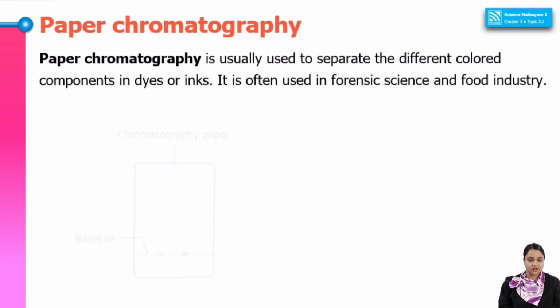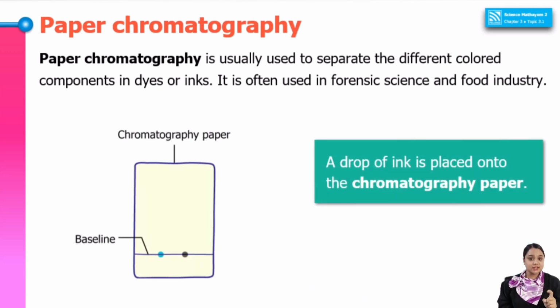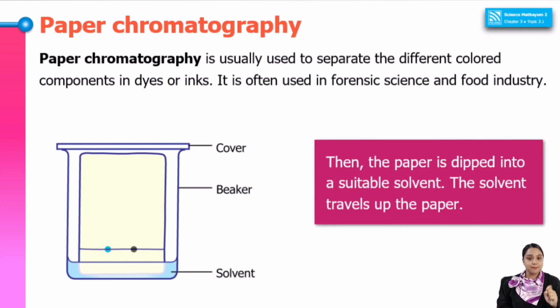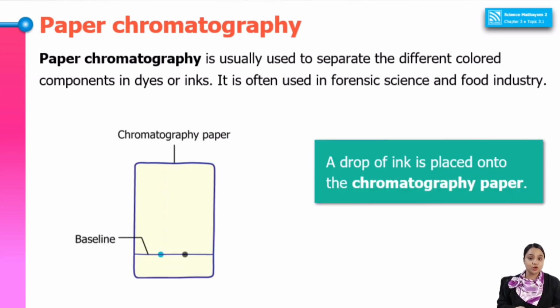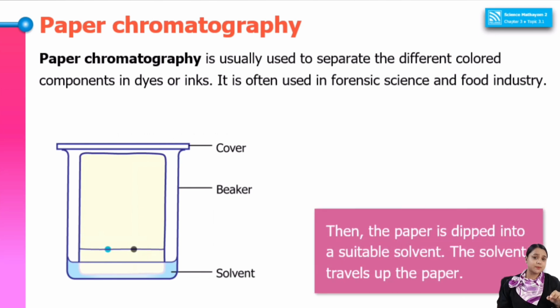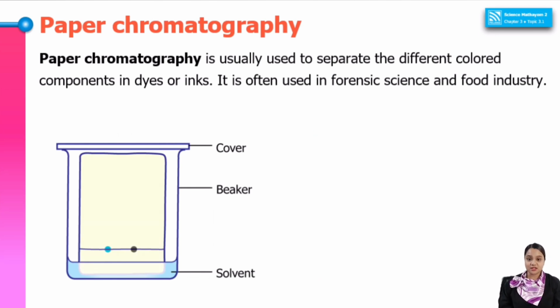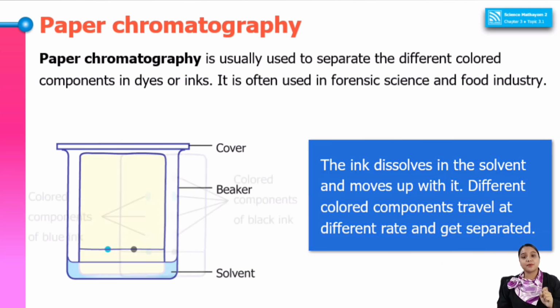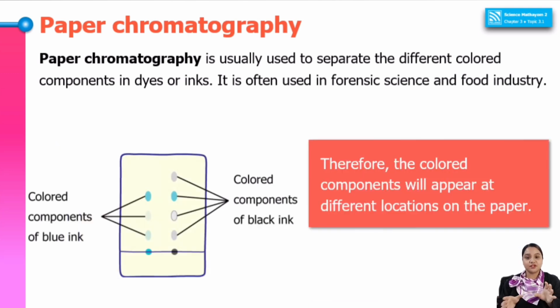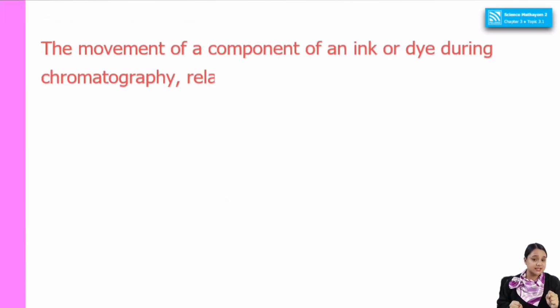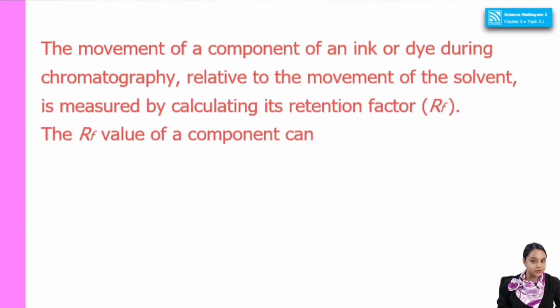The next method is paper chromatography. It is used to separate different colors in ink or dye. This method is often used in laboratories and forensic science. So this is the chromatography process. A small drop of ink is placed on a special paper, and then the paper is placed in a solvent, and the solvent moves up the paper, and different colors move at different speeds. This separates the colors.